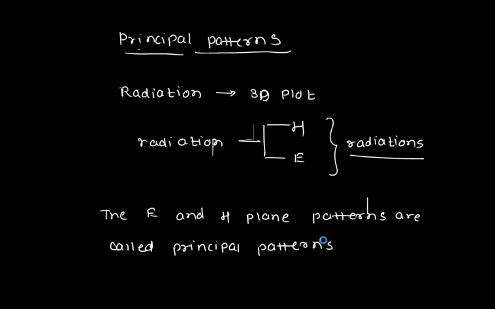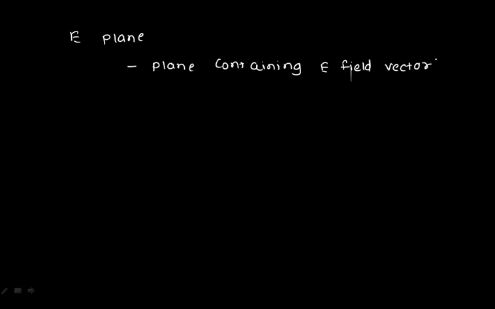First I'll define what the E plane pattern is. Whenever I'm defining the E plane pattern, the definition of the E plane pattern is nothing but the plane containing which vector? The electric field vector, as it is the E field pattern or E plane pattern. So it is the plane containing the E field vector and the direction of maximum radiation. Okay, we have taken one example of a horn antenna that I'm going to take again.